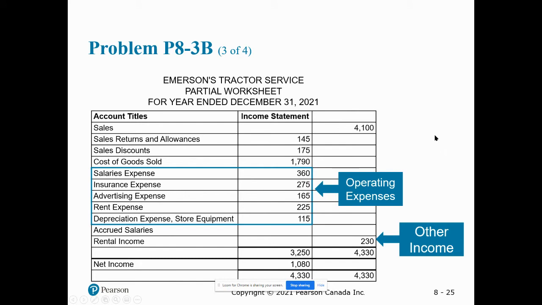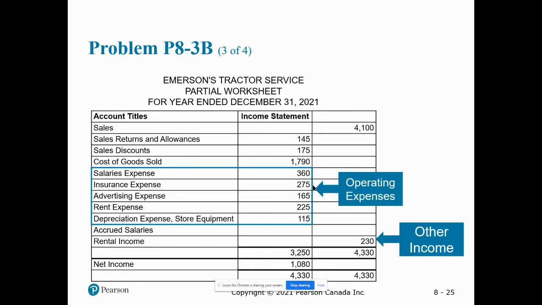The first thing we're going to do is start to look at the breakdown of these different things. We have this revenue portion, the sales portion. The sales is going to consist of sales less the sales returns and sales discounts. And remember, that will leave us with the net sales. We're going to have the cost of goods sold. The cost of goods sold will be deducted from the net sales. That will leave us with the gross profit.